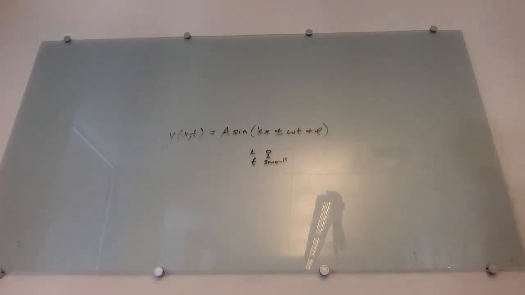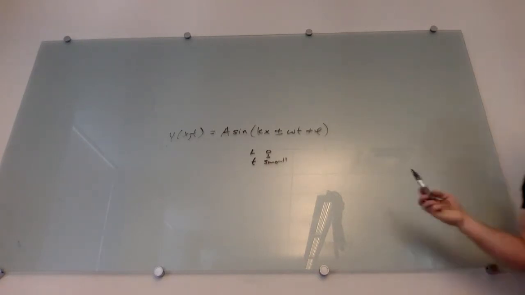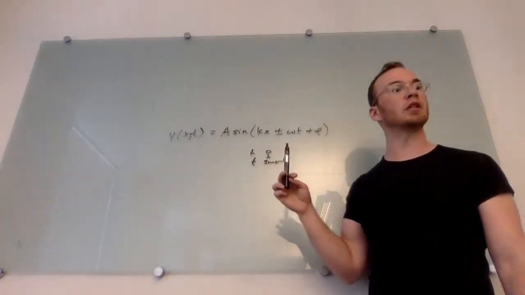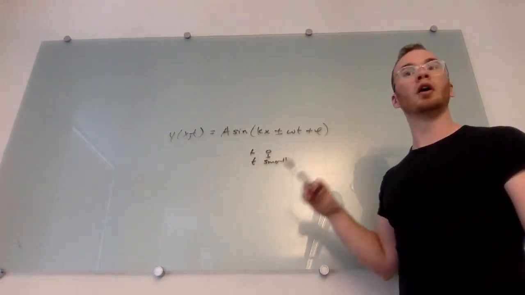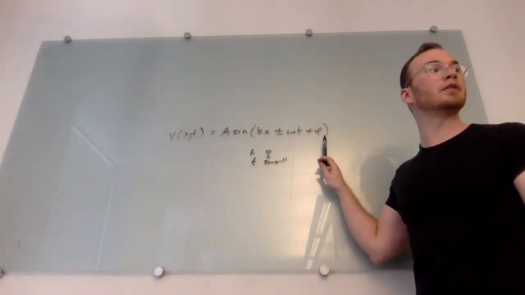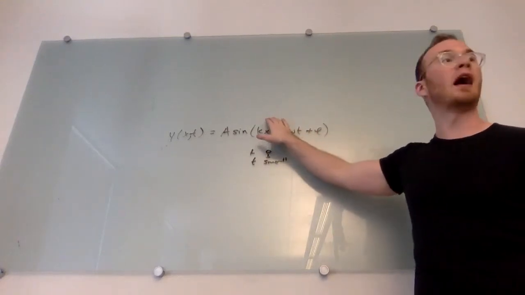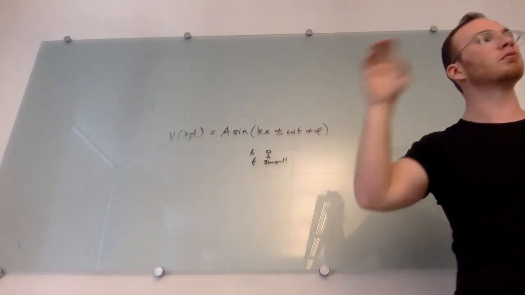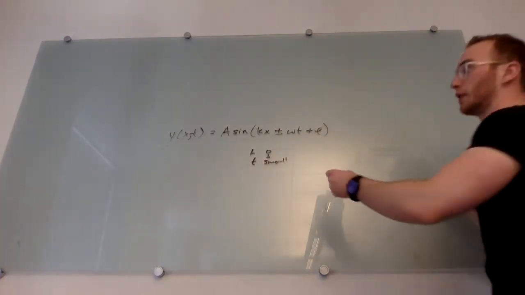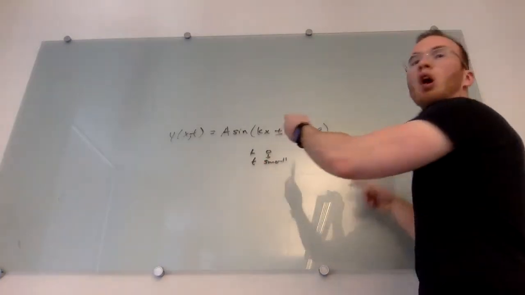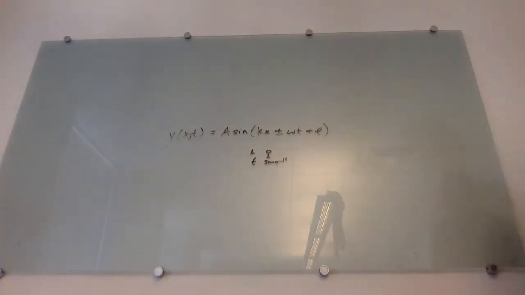Yes, at t equals 0 and at x equals 0. If the value of the wave at t equals 0 and x equals 0 is 0, then of course phi is 0. Because if you plug in 0, 0, you get a sine of phi, and of course if this is 0, it's already done. If it's like 1 or whatever, you'd have to solve for phi. It would be something kind of complicated.